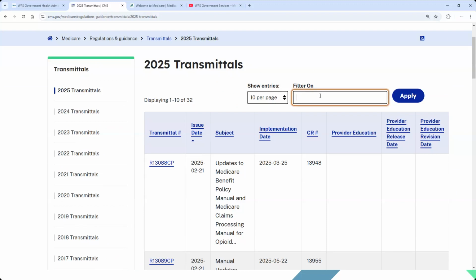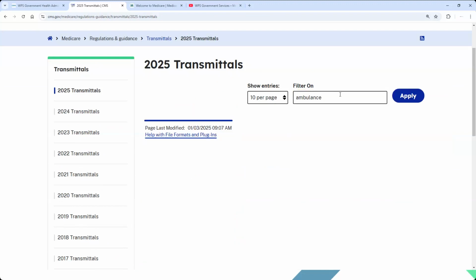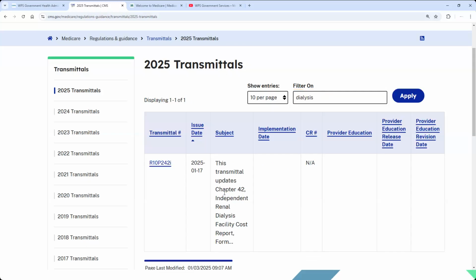So if we just want to know if ambulance is there, as an example, we go ahead and type the word ambulance, click apply. Not today. Okay, well, what about transports? And again, not today. But if we wanted to do something like dialysis, you can see, okay, we do have an independent dialysis, and it's renal disease, all of those. This is what we're looking for, maybe, maybe not. But it also then tells us it's chapter 42 and a variety of pieces of information.